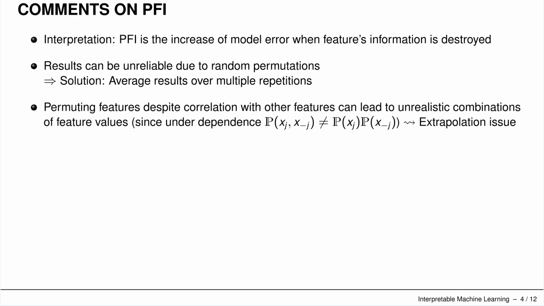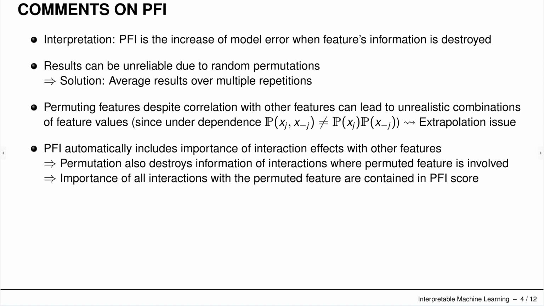But the problem is that permuting features, despite correlation with other features, can lead to unrealistic combinations of feature values. That's because if two features are dependent, then the joint distribution is not the product of the marginal distributions, and that leads to the extrapolation issue. We'll revisit that several times, but I will also explain it in more detail later.